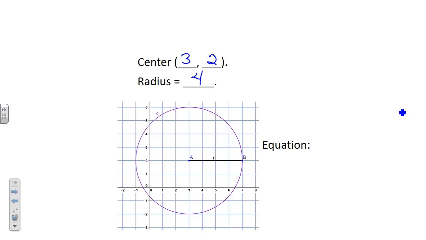But it's going to be x minus 3 squared plus y minus 2 squared equals 16.